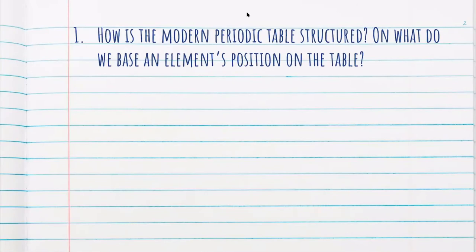Question 1 asks, how is a modern periodic table structured, and on what do we base an element's position on the table? Well, if we look back at our notes, the periodic table that we all know and love today is structured using the atomic number.